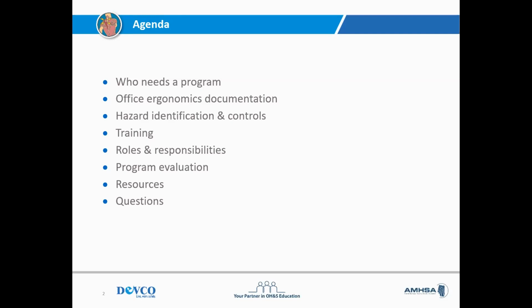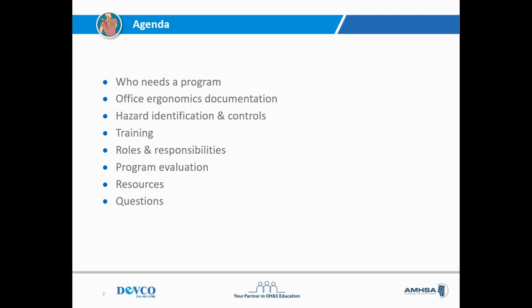So, at a high level, we're going to start by talking about who needs a program. I think that's a good starting point. We're going to look at what you should have in terms of documentation to support your program, and that's going to be relevant to everyone. Then we'll look at some of the elements that should be present in a program, so hazard identification and controls.